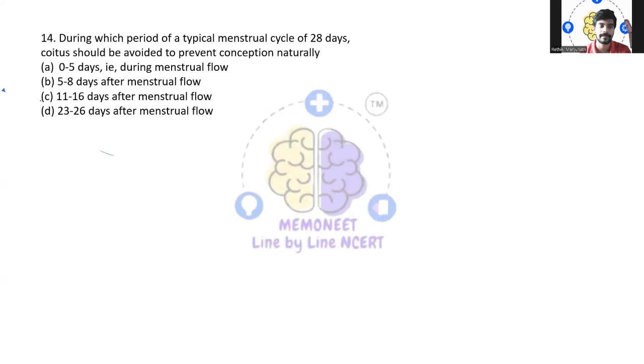Option B or C? D. Option C. Yeah, let us see. Cool. Option C is the correct answer.